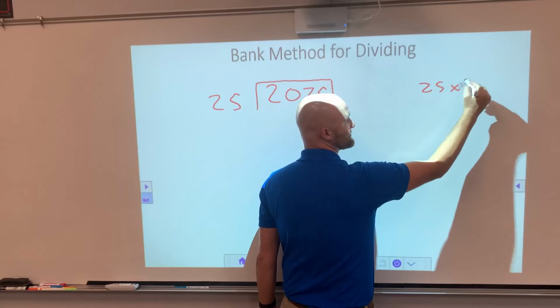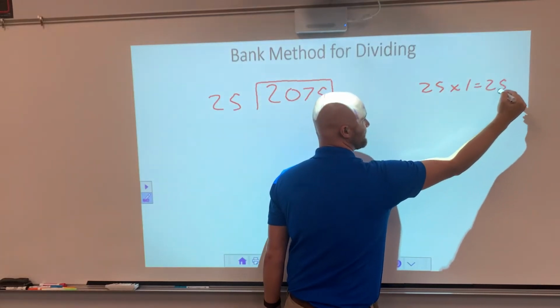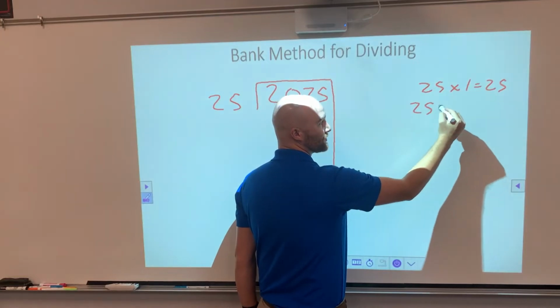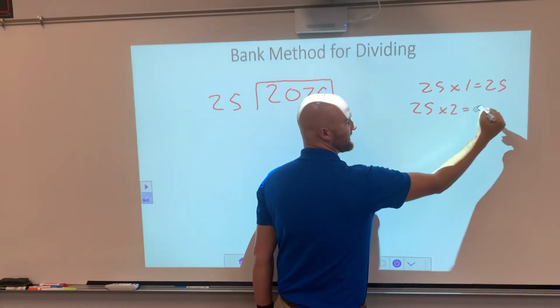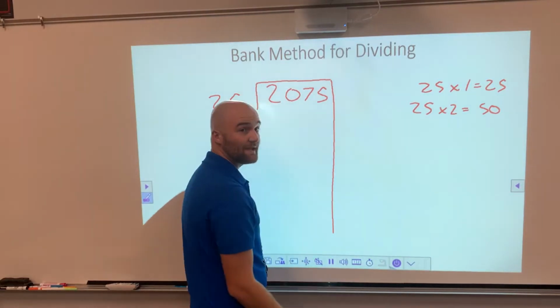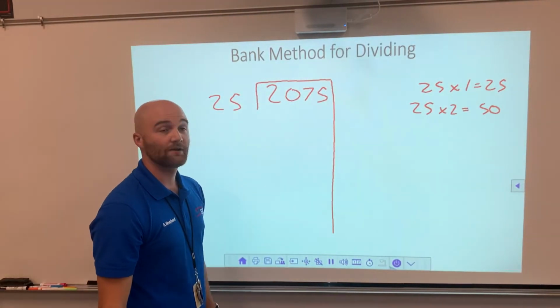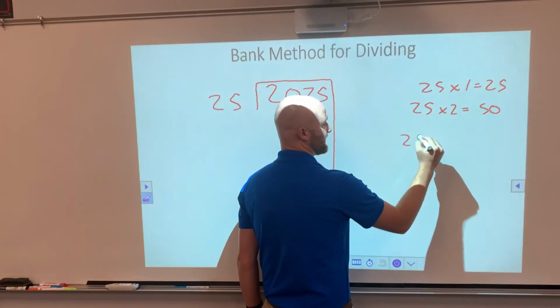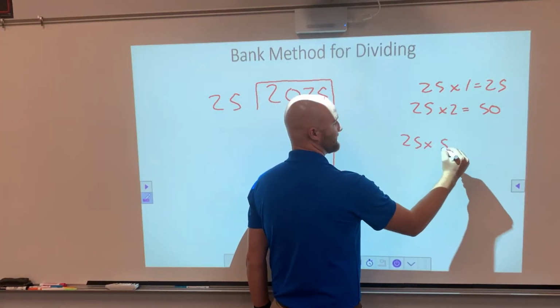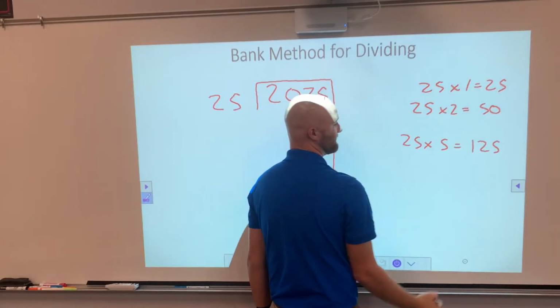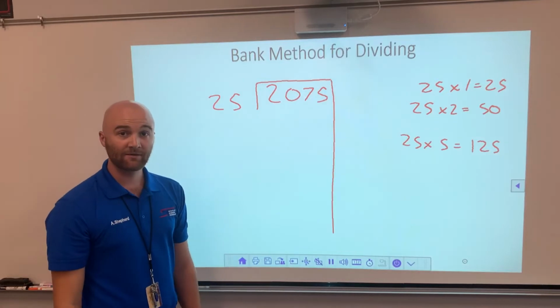25 times 1 is 25. Then I know that 25 times 2, just like 2 quarters, is 50 cents. That's going to give me 50. 25 times 5, maybe you don't know that one, but we could figure it out. It's only one set of multiplication. 25 times 5 gives us 125.